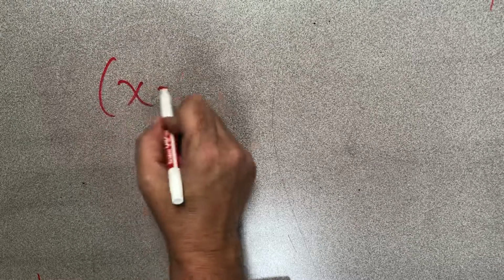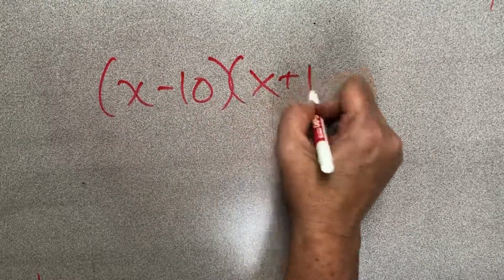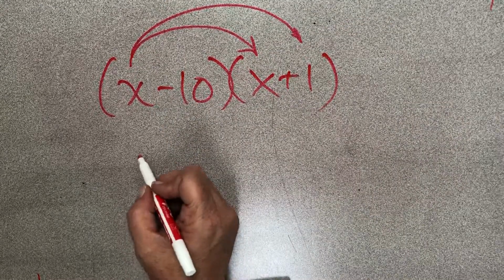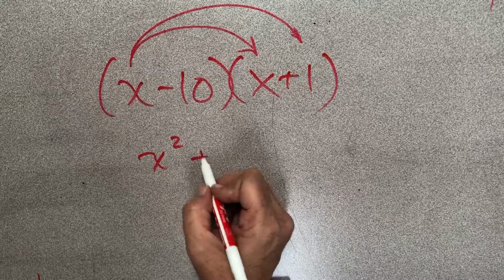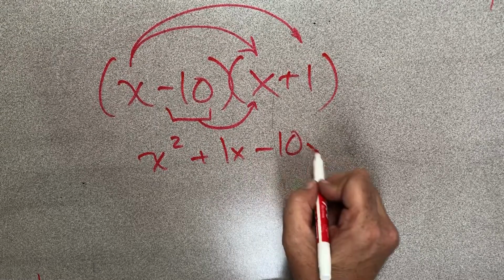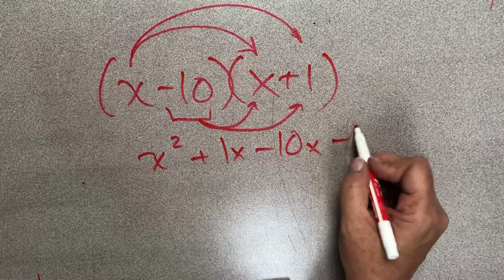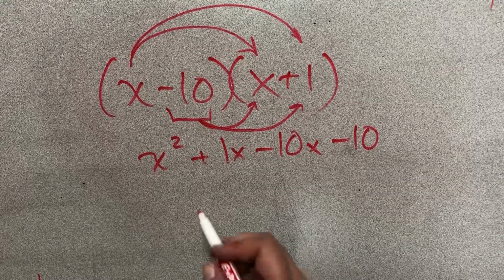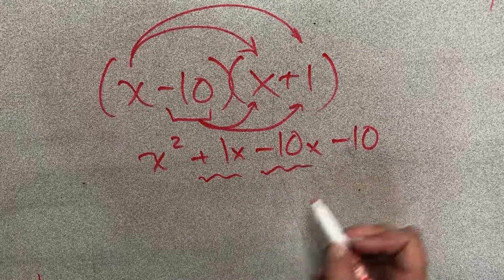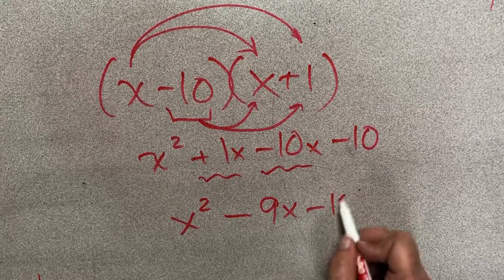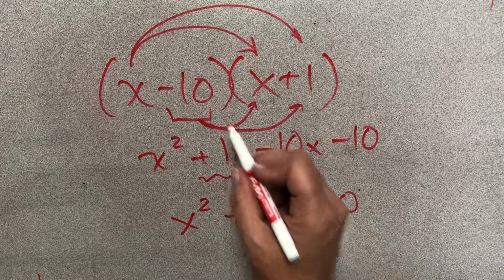And finally, x minus 10 times x plus 1. Multiply x times x, x times 1. It'll be x squared plus 1x, or just x. Negative 10 times x is negative 10x, times negative 10. As always, I combine like terms, so that gets me positive 1x, negative 10x. x squared minus 9x minus 10. That is my product when I multiply those two.